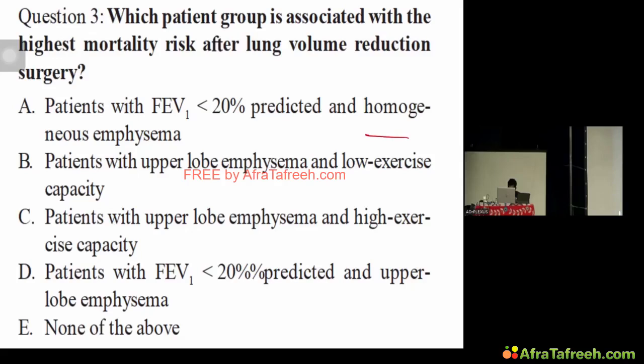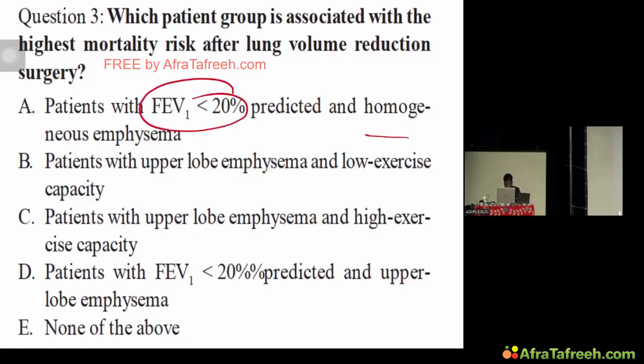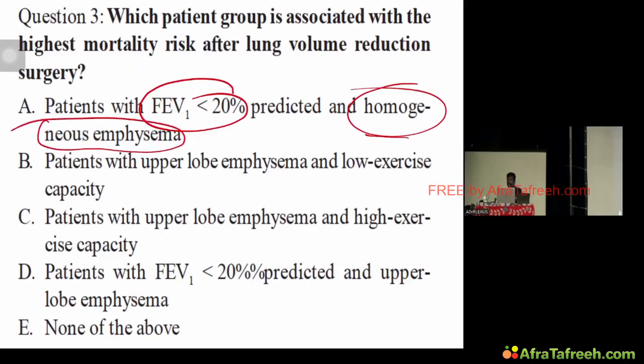So I told you that contraindication for lung volume reduction surgery is FEV1 of less than 20% and homogeneous or diffuse emphysema. So answer should be A. Okay. I told you upper lobe emphysema you can go for lung volume reduction surgery. One is correct, but the other one is wrong, right? Here both are correct, right? So what you will prefer? Answer is A. Okay. Answer is A.